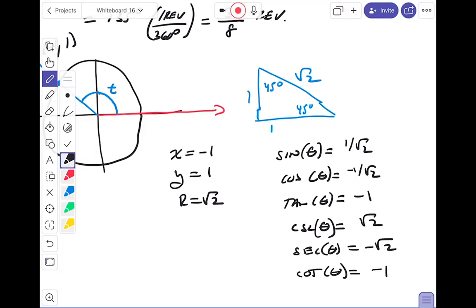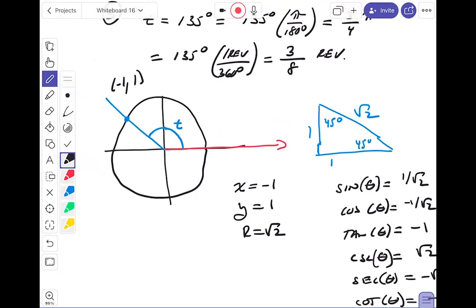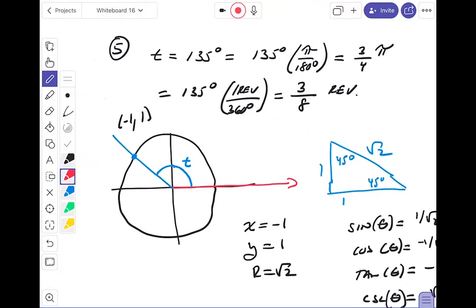And I'm going to go to my answer key, and I want to see how I did. I'm going to move this around a little tiny bit. And I see the 135. I see the 3 pi over 4. I see the 3/8 of a revolution. I see the x's, let's take a look, -1. I see the y is 1. Wow, looks pretty good. I see the r is root 2.